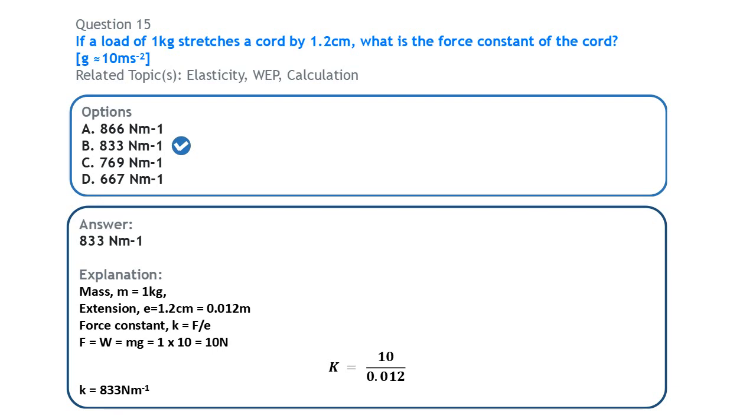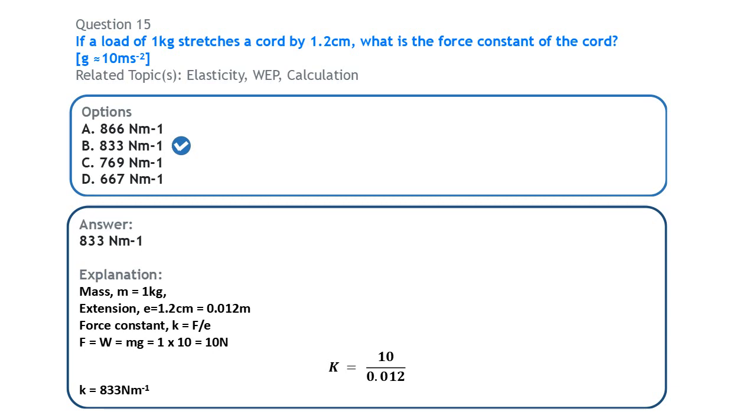material. Now in this question, the load is used to stretch the cord. So the force here is going to be the weight of this load that was used in stretching the cord. So we say the weight of the load is equal to the mass of the load times acceleration due to gravity. The mass of the load is 1 kilogram. We multiply that by g, and we have 1 times 10 as 10 Newton. So this is the force that is used to stretch this cord.